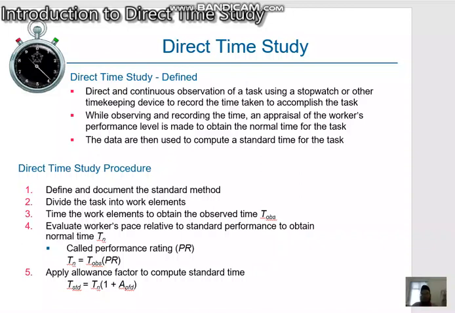In this session, we want to discuss the direct time study method. Direct time study, also known as stopwatch time study, involves the direct and continuous observation of a task using a stopwatch or other timekeeping device to record the time taken to accomplish a task. While observing and recording the time, an appraisal of the worker's performance level is made. These data are then used to compute the standard time for the task, adding an allowance for personal time, fatigue, and delays. Direct time study was the first work measurement technique to be used, dating back to around 1883. And this shows that this direct time study method had been used a long time ago.